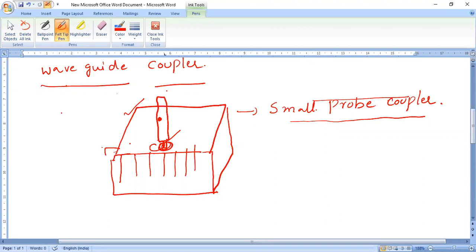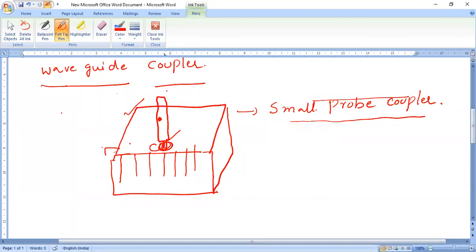Usually the waveguide is terminated with a probe. If the depth of the penetration is lambda g by 4, the signal is properly fed into the waveguide without any reflection. That's most important. So this is one of the coupling schemes, used to couple the signal inside the waveguide. This is called small probe coupling.